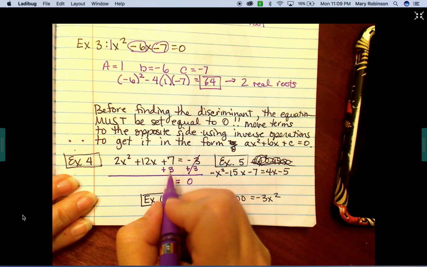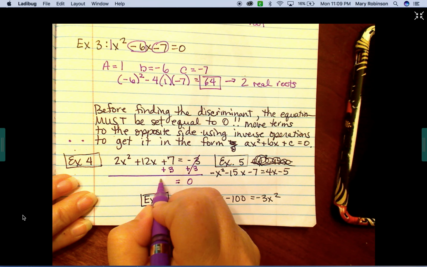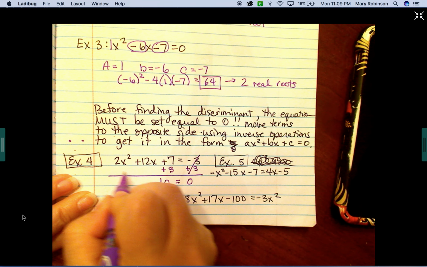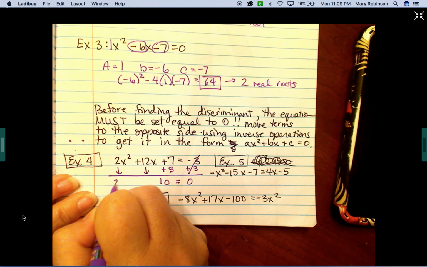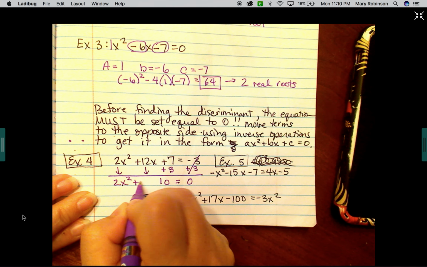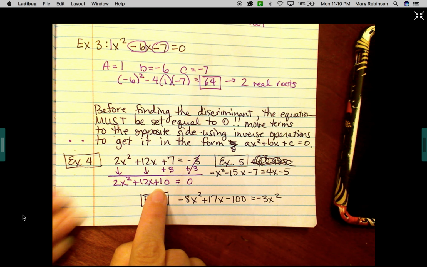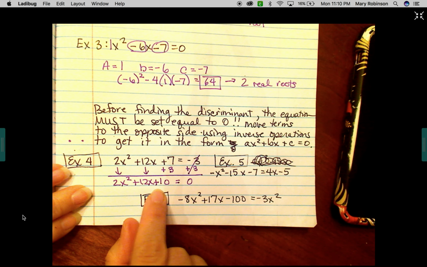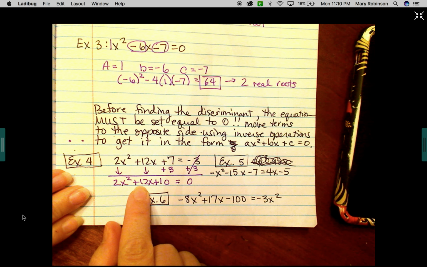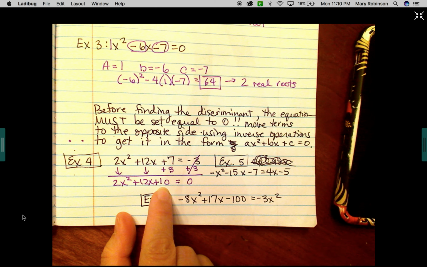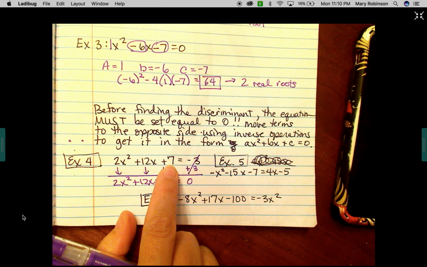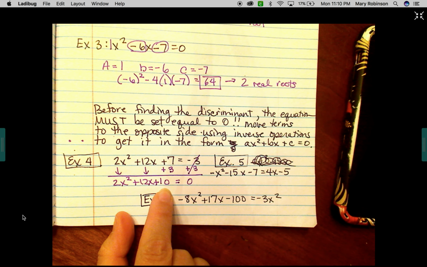And then I can bring my terms down. 7 plus 3 is 10. And I can bring down my quadratic and linear terms. So 2x squared plus 12x plus 10. And then finding my discriminant just like we did before. A is 2, B is 12, and now C is 10. So C is not 7, it's actually 10. You have to set the equation equal to 0 first.